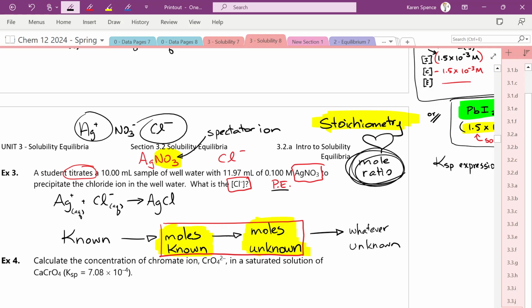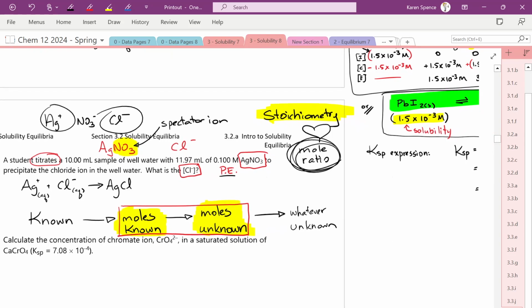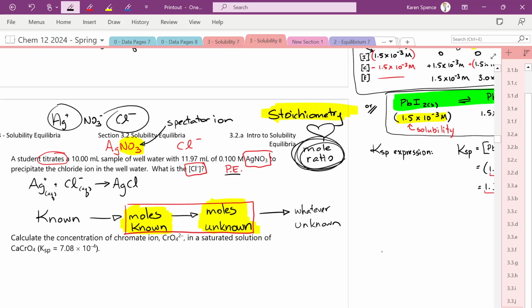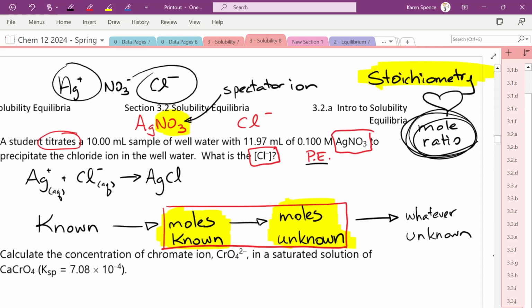So I would like you to look at this question and decide who is the known. You have to stop saying everything out loud, Isaiah. I need other people to think too. Who is the known? How did Isaiah know it was AgNO3?